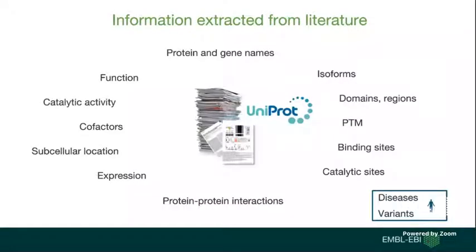So what type of information do we extract from the literature? For a UniProt entry, quite a lot. We extract protein names, the function of the protein, obviously, its catalytic activity for enzymes, the subcellular location, its expression, and with which proteins it interacts. We also curate information on the sequence of the protein, like post-translational modifications. And for human protein entries, we also extract information about diseases and variants. Next slide, please.